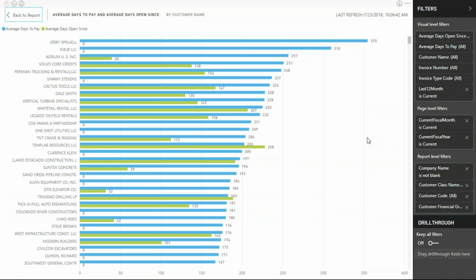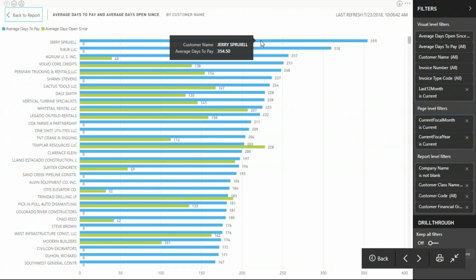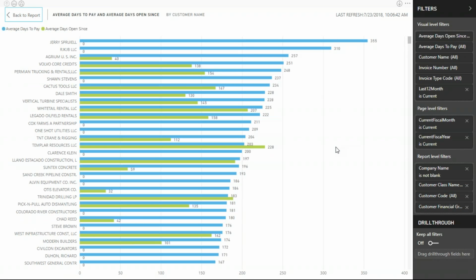Based on the payment history in the system, we calculate the number of days it takes for an individual customer to pay off an invoice, based on the patterns in which they've paid in the past. The green bar on the screen represents, for everything in the open entries right now, how many days on average these invoices have been open. So if the green has exceeded the blue, that might be a big problem.